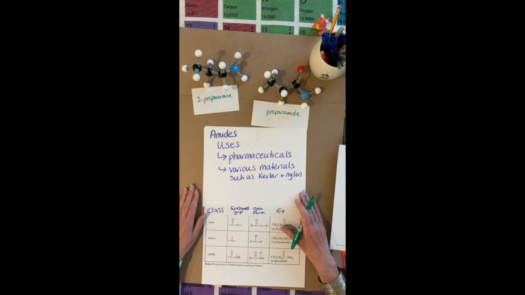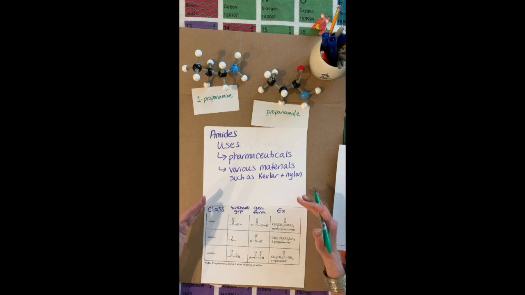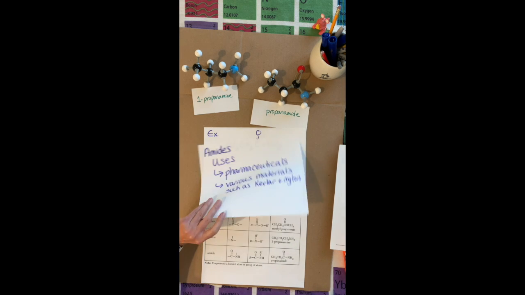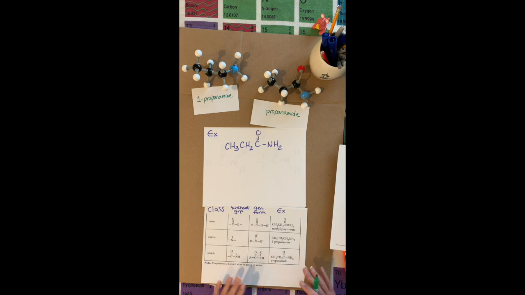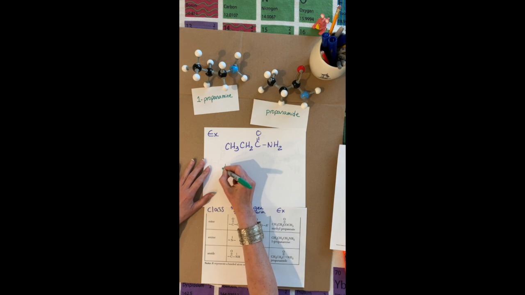Okay, I'm going to move on to our last class of organic compounds, the amides. As a reminder, these also have nitrogen associated with them, so just be aware of that. The uses of amides are quite varied. They can be found in pharmaceuticals, they can be found in various materials such as Kevlar and nylon. And let's look at an example. The example, again, is coming from Table R, our condensed formula. I will write that out.